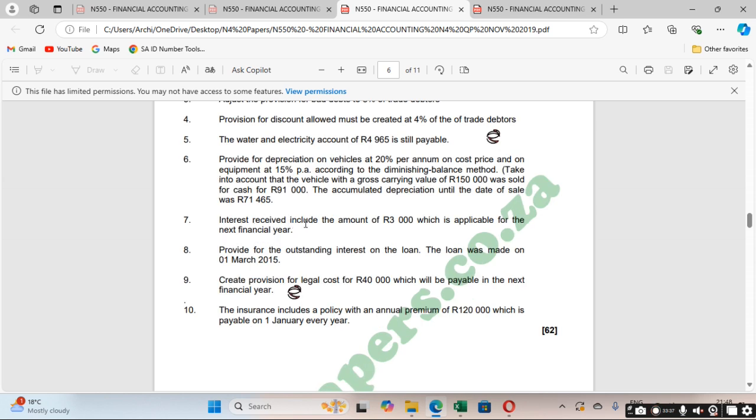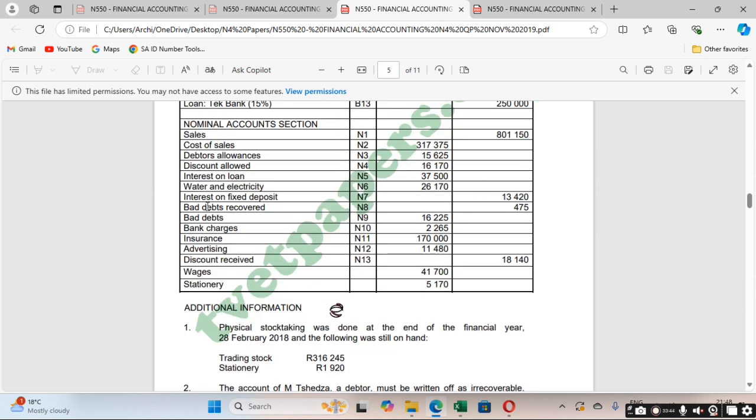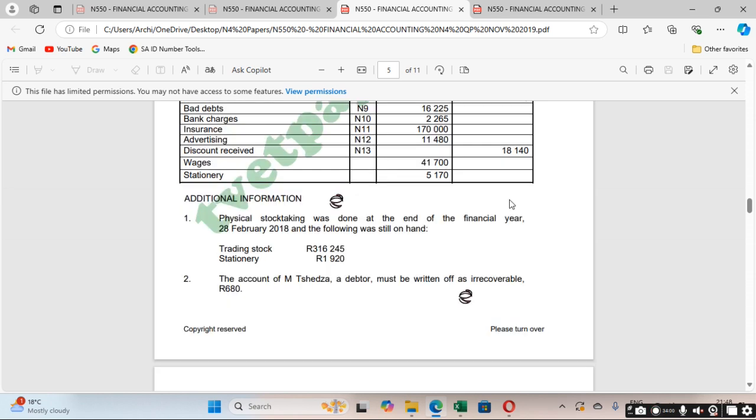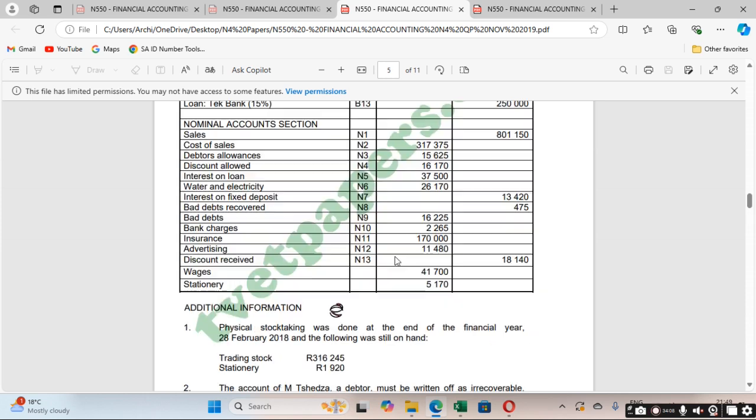Interest received includes the amount of 3,000 which is applicable for the next financial period. Okay, so interest received. They're talking about our interest on fixed deposit. So we're receiving this interest on fixed deposit, 18,420. They said it includes 3,000 which is applicable for the next financial period. So we say this amount minus the 3,000 to get your answer.